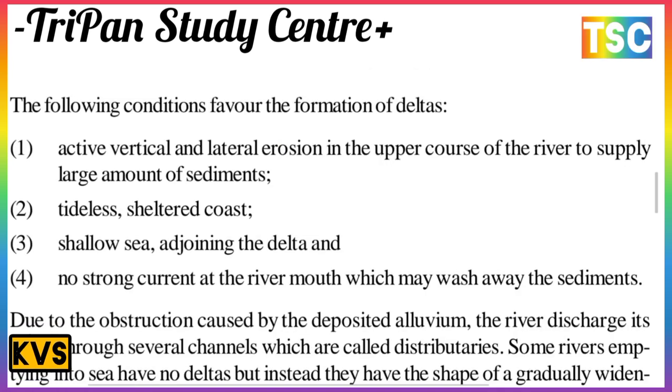The following conditions favor the formation of a delta here. The most important four points: active vertical and lateral erosion in the upper course of the river to supply a large amount of sediments. Second, a tideless or sheltered coast. Next, a shallow sea adjoining the delta, and no strong current at the river mouth which may wash away the sediments.